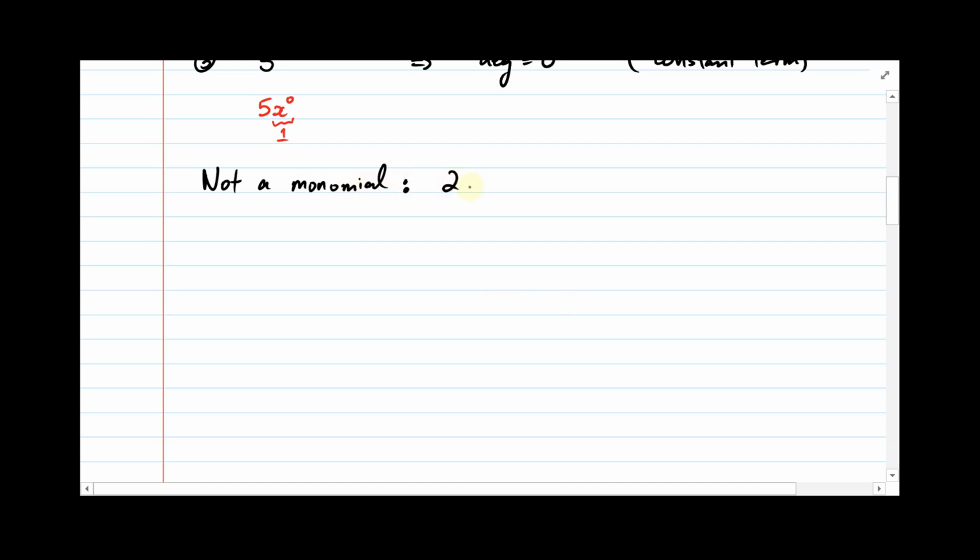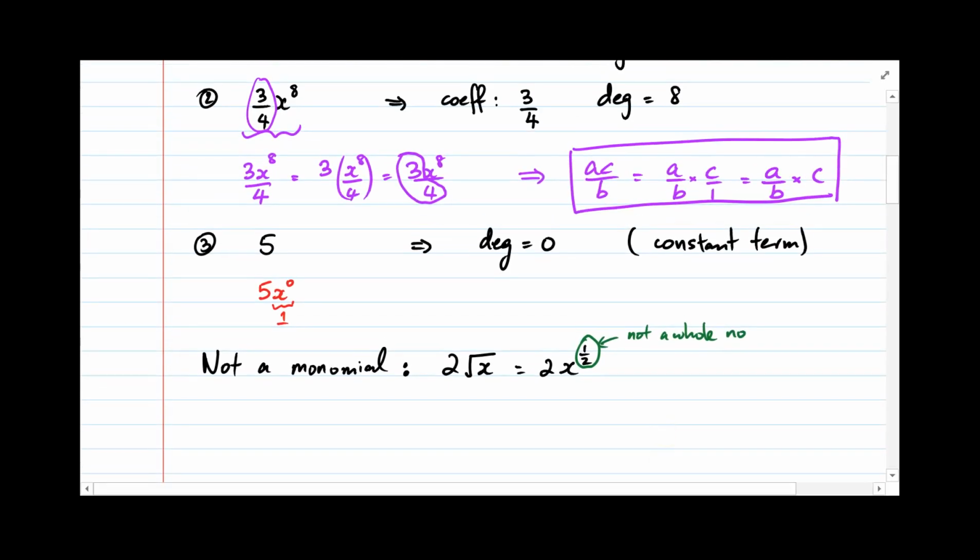If I had, say, 2 square root of x, recall that this is the same as x to the 1/2 power. The fact that we have a power that's not a whole number means that this is not a monomial, right? Okay. Other examples, if I should look at clearly something with a negative power, again, that would not be a monomial because of that power.